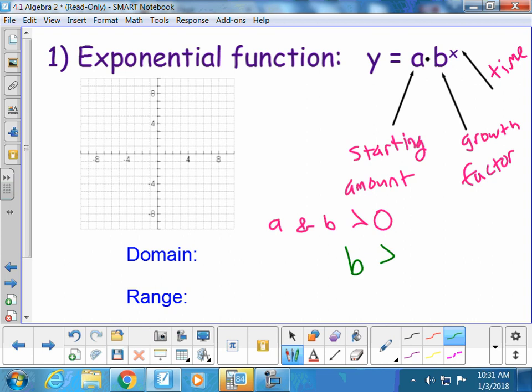If the B value is bigger than 1, it's going to cause the graph to grow. If B is between 0 and 1, such as 1/2, then it's going to decay.